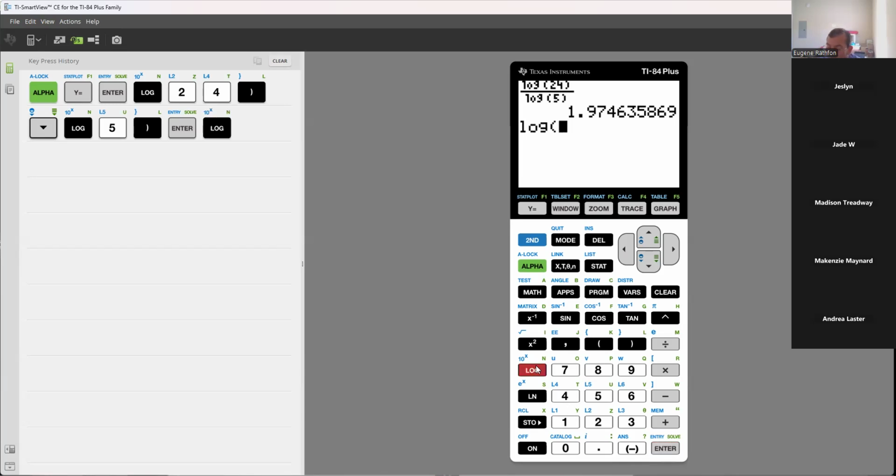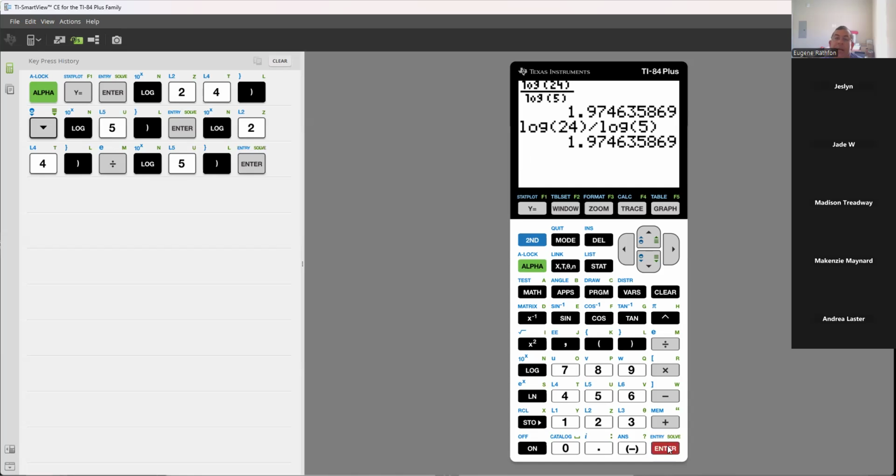Now the other way, if you don't want to make it look like a fraction, you can do log 24, close parentheses, and then divide by log 5, close parentheses. You got to close the parentheses on each log doing it this way. And notice when I hit enter, I still get 1.9746.